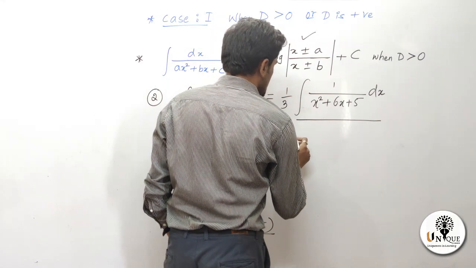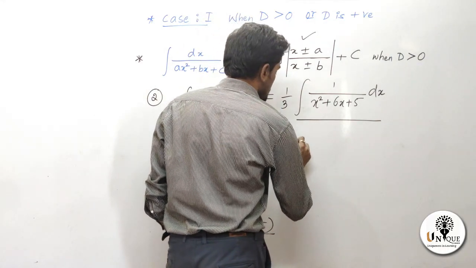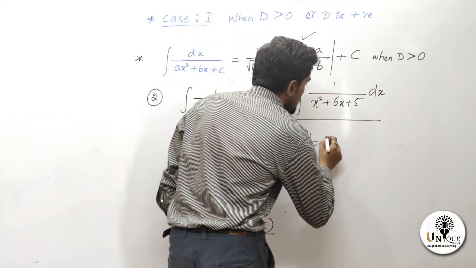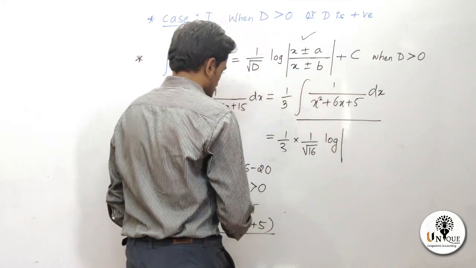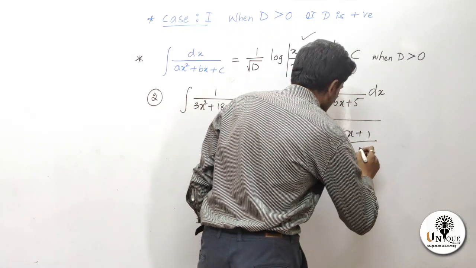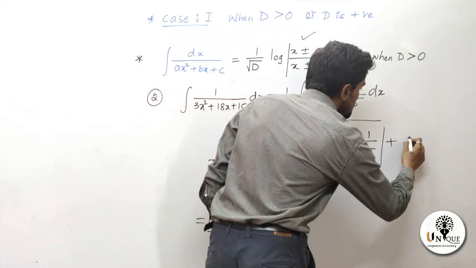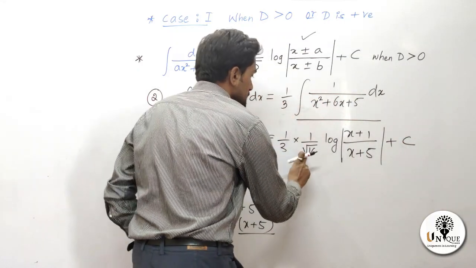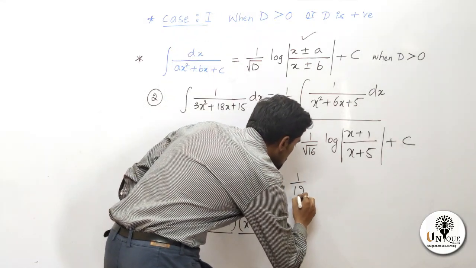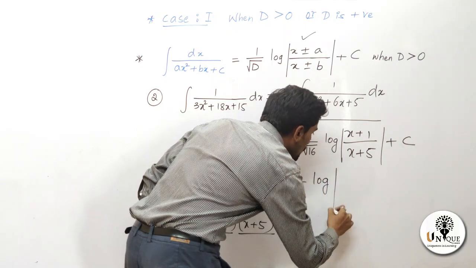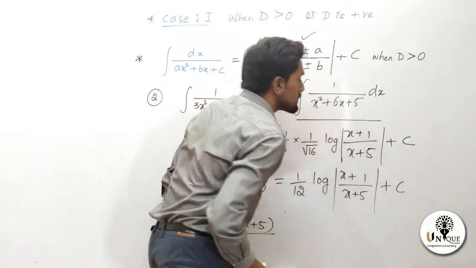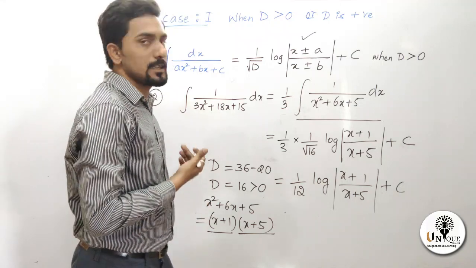Let me substitute in the given formula, that is 1 divided by root of D, meaning root 16, into log of numerator x plus 1 divided by x plus 5, plus c. Further on simplification, root 16 will be 4, 4 3s are 12, into log of x plus 1 divided by x plus 5. Done. Is that so simple?